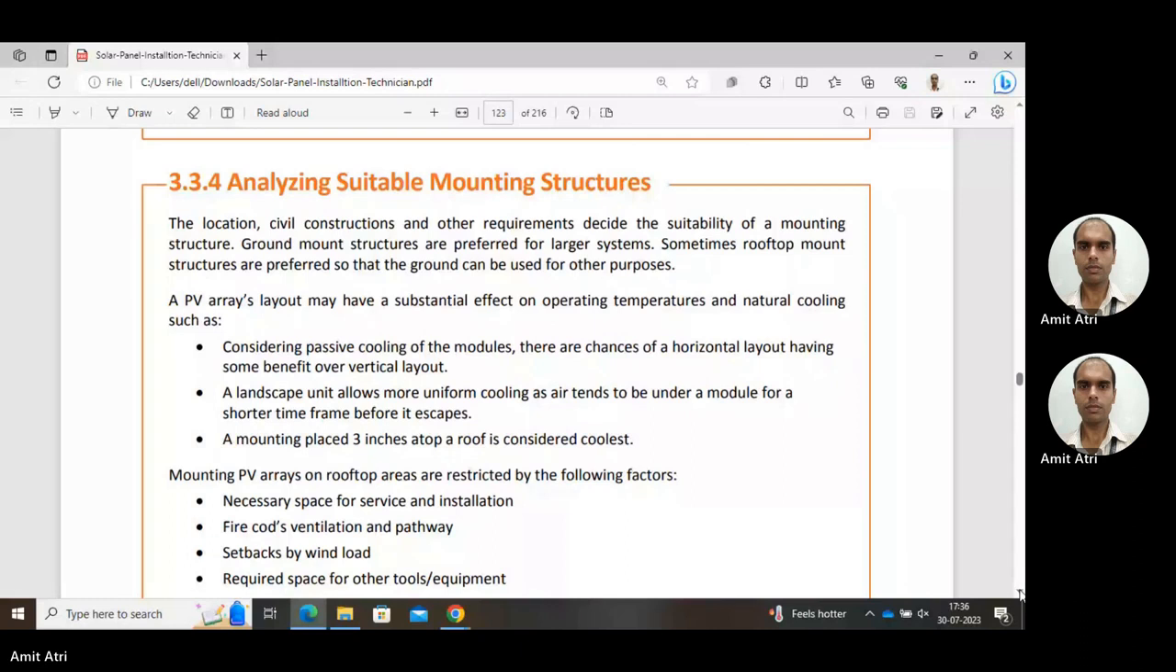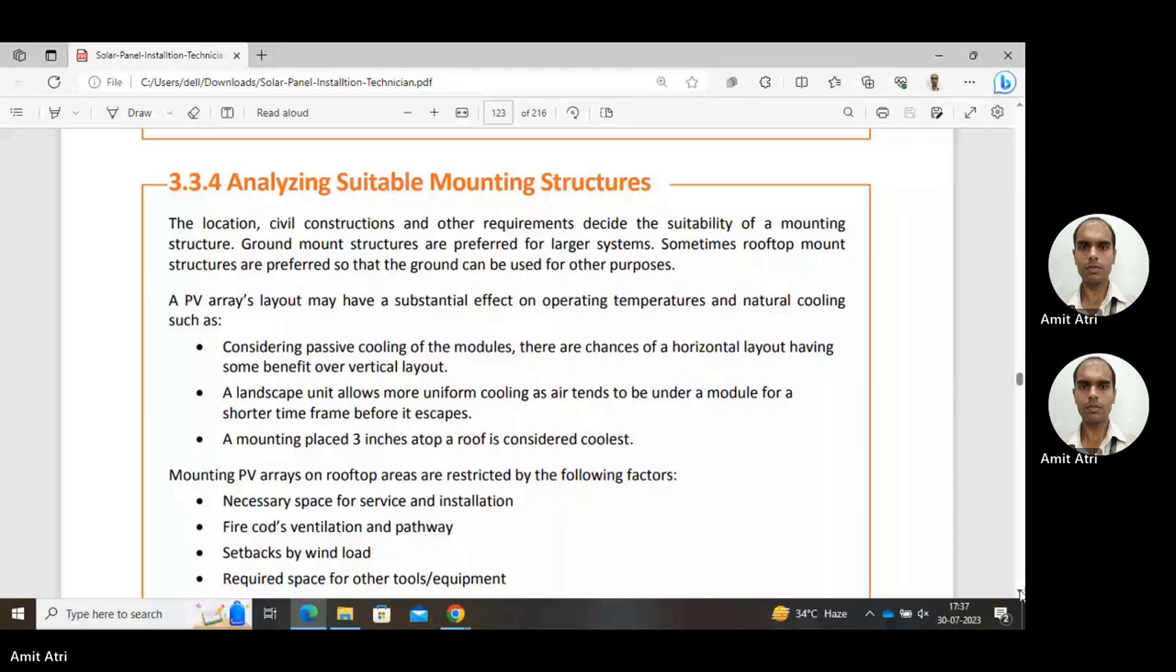But on the other hand, it is acquiring space on the ground. Rooftop systems don't need any extra space because they are using already available infrastructure. The building is already there, and we are installing on the roof. So both ground mounted and roof mounted have their own advantages and disadvantages. We select as per the requirement. If we need large power and want to develop a large capacity system, then we will go for a ground mount structure. For better space utilization, rooftop systems are preferred.